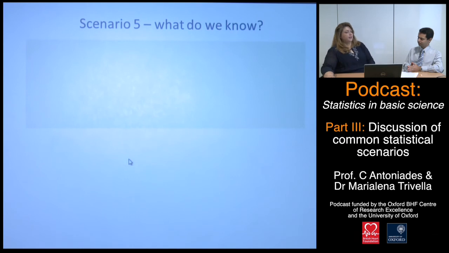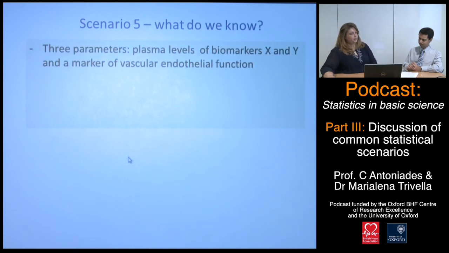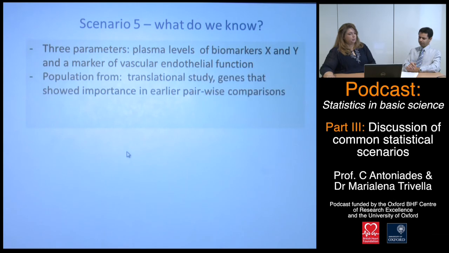Okay, let's have a look at what we know. We have three parameters: plasma levels of biomarkers X and Y, and a marker of endothelial function. So the population will come from a translational study? Presumably that would have been genes that showed some importance in earlier pairwise comparisons. That kind of data is very likely to be continuous data. Yes, all three variables are continuous.